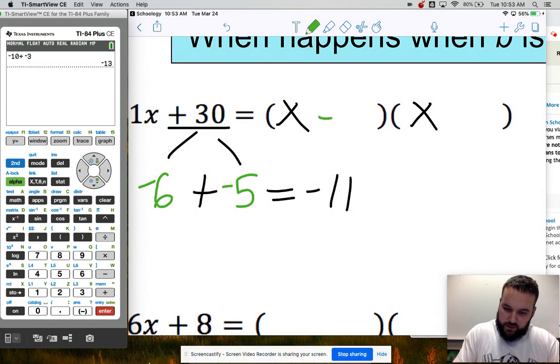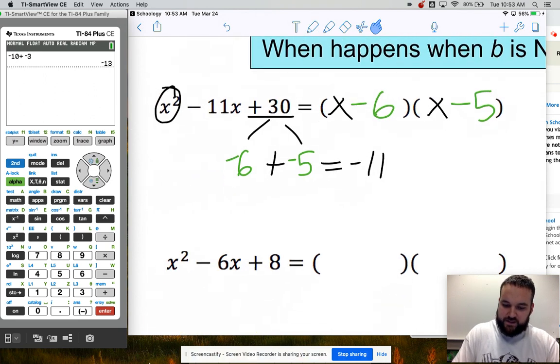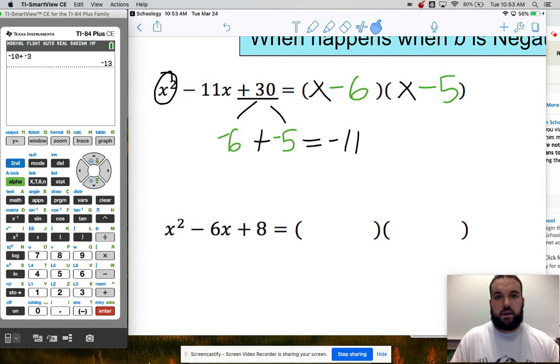So what I'm going to do is I'm going to put in here x minus 6. You could put plus negative 6, but it's going to be faster and easier to just put minus 6 in one set of parentheses or one factor and minus 5 in the other. Okay, so those are my factors or my sets of parentheses that will multiply to what I was given.